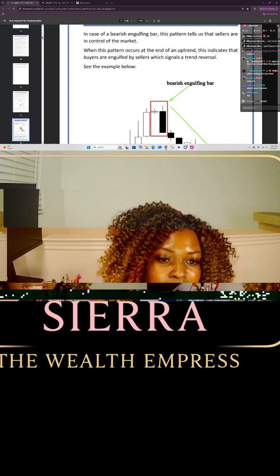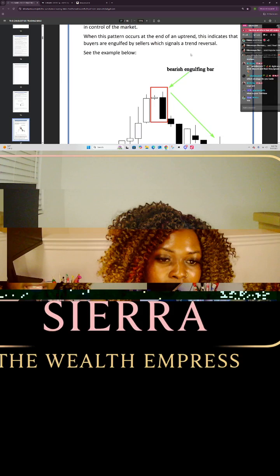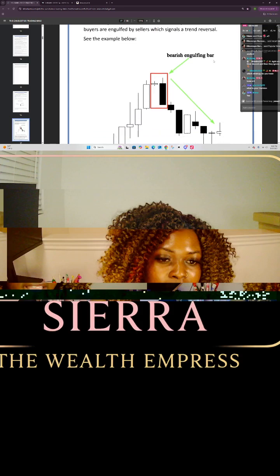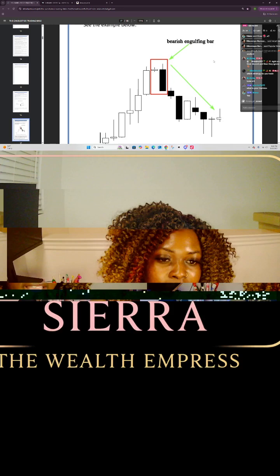In case of a bearish engulfing bar, this pattern tells us that sellers are in control of the market. When this pattern occurs at the end of an uptrend, this indicates that buyers are engulfed by sellers, which signals a trend reversal, okay? And these candlestick patterns, again, are more powerful at our zones, okay?